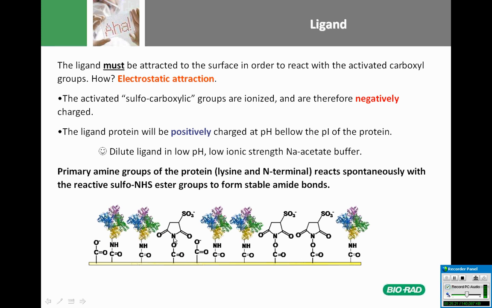So in this way, because the chemical layer is still negatively charged after the activation, you can actually immobilize very acidic proteins like pepsin, having a pI of around 2.